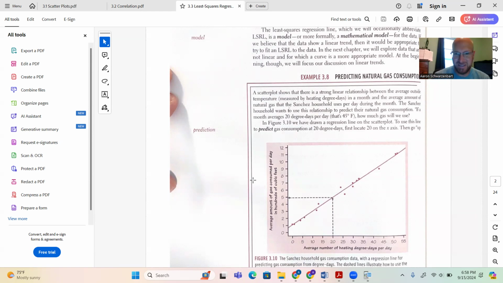But the idea being that if I need 20, I can easily make this prediction from the equation generated. It looks like it's just short of 5 from the graph, but I can get an exact value from the equation generated by the least squares regression line.